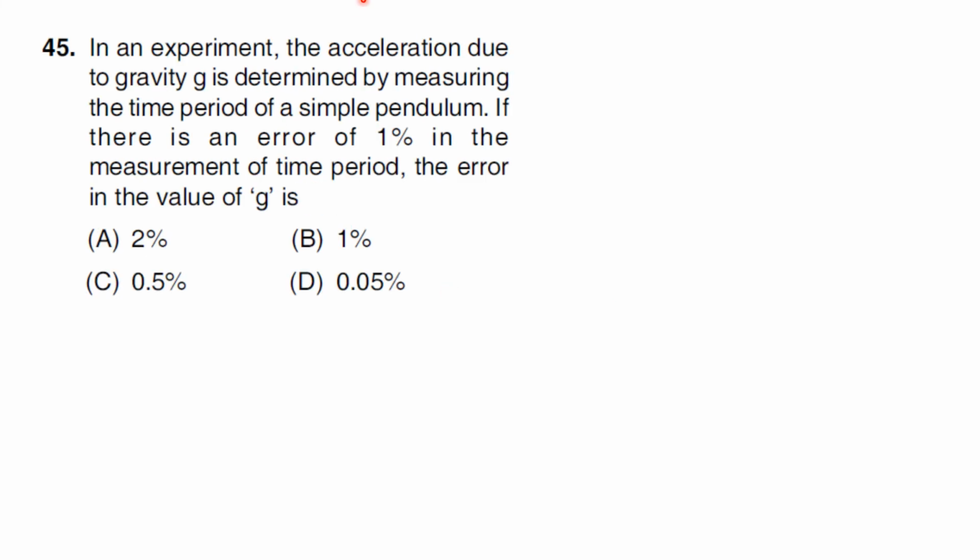In an experiment, the acceleration due to gravity g is determined by measuring the time period of a simple pendulum. If there is an error of 1% in the measurement of time period, the error in the value of g is? For the simple pendulum, the time period T is given by T is equal to 2 pi into root of L by g, where L is the length of pendulum and g is acceleration due to gravity.